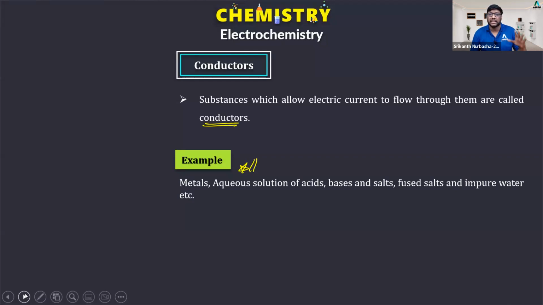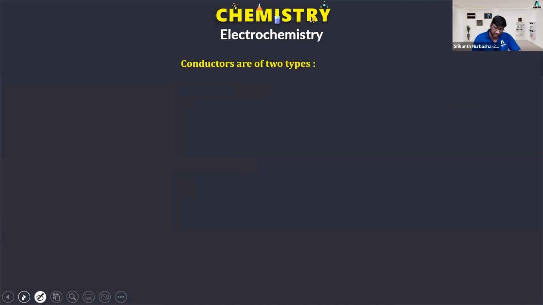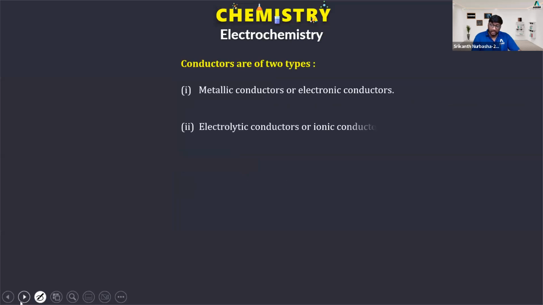If the flow of electric current is due to movement of ions, then it is said to be what type of conductor? Ionic conductors, or electrolytic conductors. If the flow of electric current is due to movement of electrons, then it is said to be a metallic conductor, or electronic conductor. So conductors are of two types: metallic or electronic conductors, and electrolytic or ionic conductors. We can also have a mixed conductor.